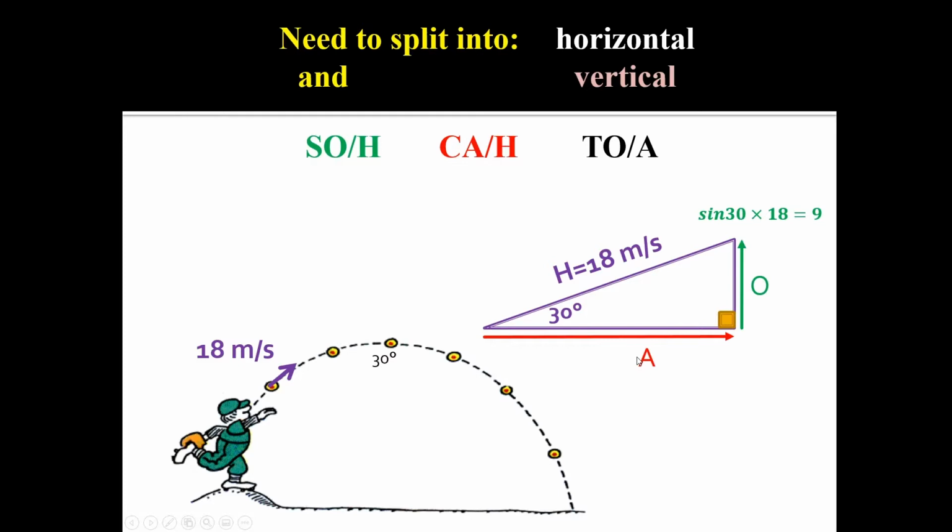What is our velocity in the horizontal? Our velocity in the horizontal will be the cosine of 30 times 18, which is our hypotenuse. And this velocity is not our initial velocity, this is our constant velocity. So this is v. v is 15.6 meters per second to the right.